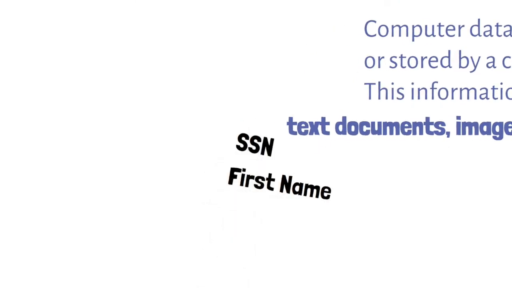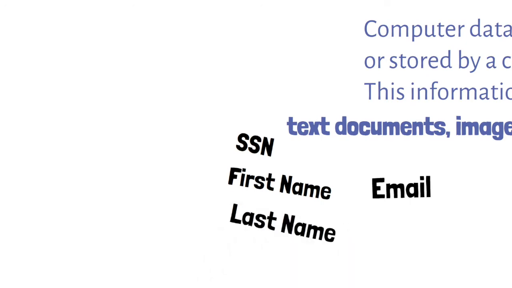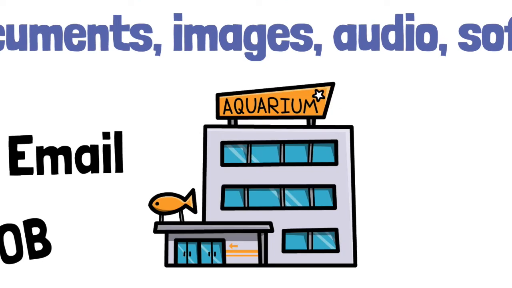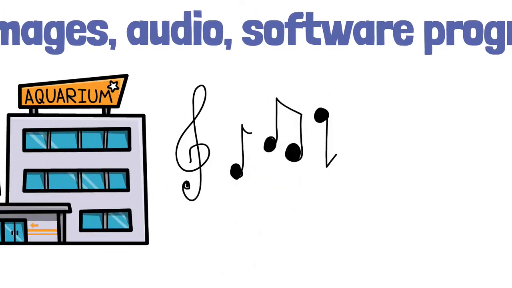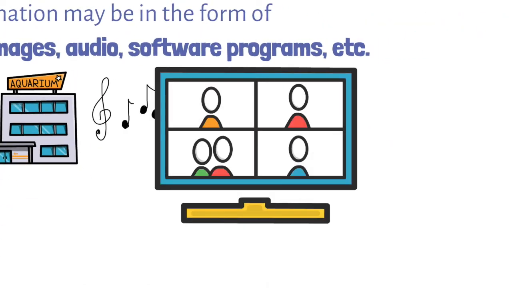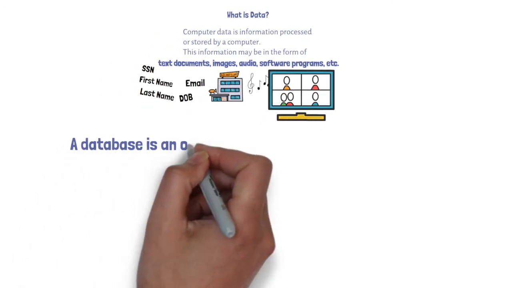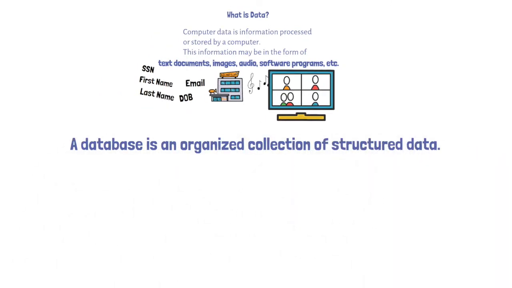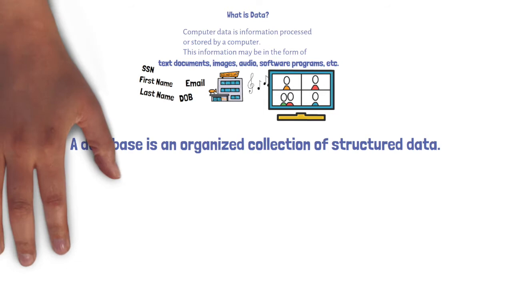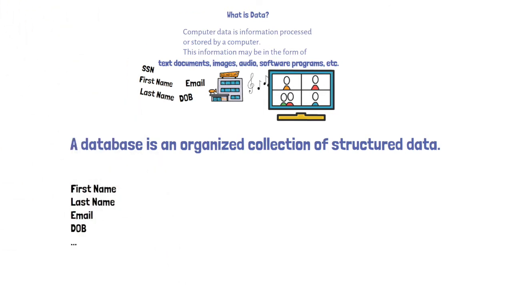Text documents, such as social security number, first name, email address, last name, or date of birth. Those are the text documents, and images, audio, software, programs. A database is just an organized collection of structured data. So what is structured data?